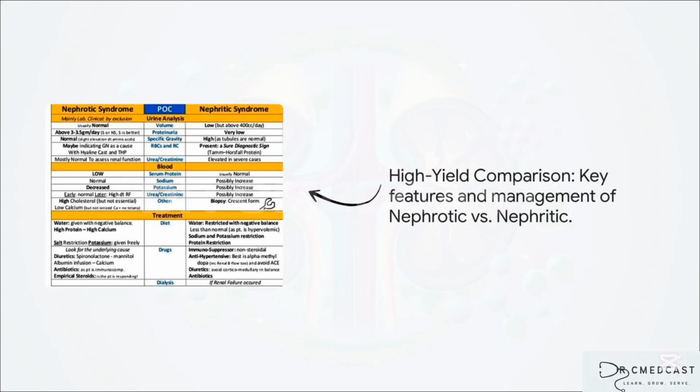Now look at nephritic syndrome. The key here is the urinalysis. You're looking for hematuria and those all-important red cell casts. The treatment focus here is much more aggressive. You're trying to control severe inflammation, often with potent immunosuppressants, and manage the dangerous hypertension that comes with it.